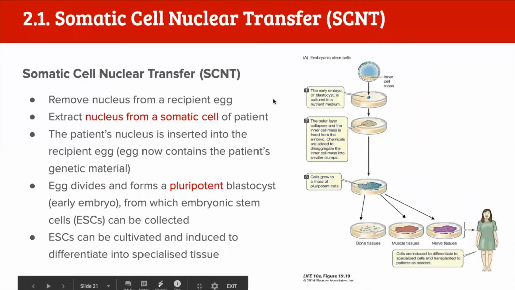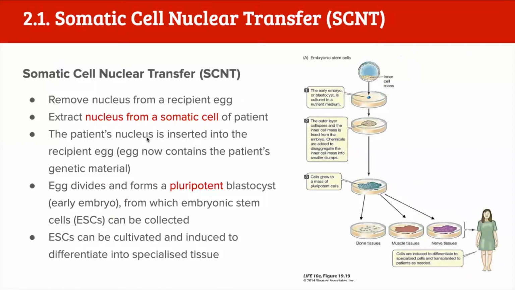Okay, so the first type of therapeutic cloning, somatic cell nuclear transfer, or SCNT. Let's just go through the process first of all. First you remove the nucleus from a recipient egg, okay? This will give you a kind of blank slate. It gives you an egg without a nucleus.